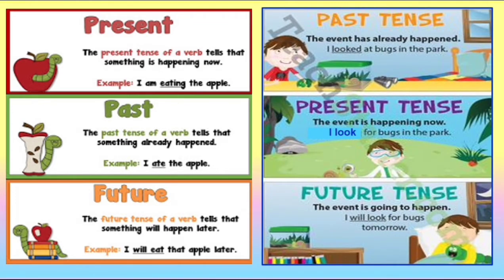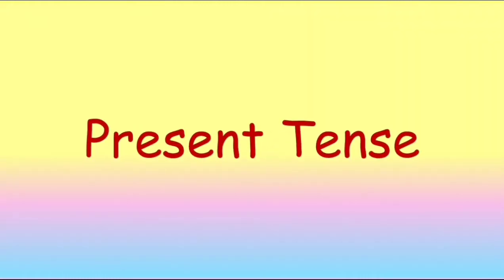Let's see another example. The little boy says, I looked at the bugs in the park. The event has already happened, so it is a past tense. Now what does he say in the present tense? It is an event which is happening now. So he says, I look for bugs in the park. The future is an event which is going to happen. So he says, I will look for bugs tomorrow. So you saw the construction of the three tenses, the past, the present and the future. Let's learn more about the present tense.